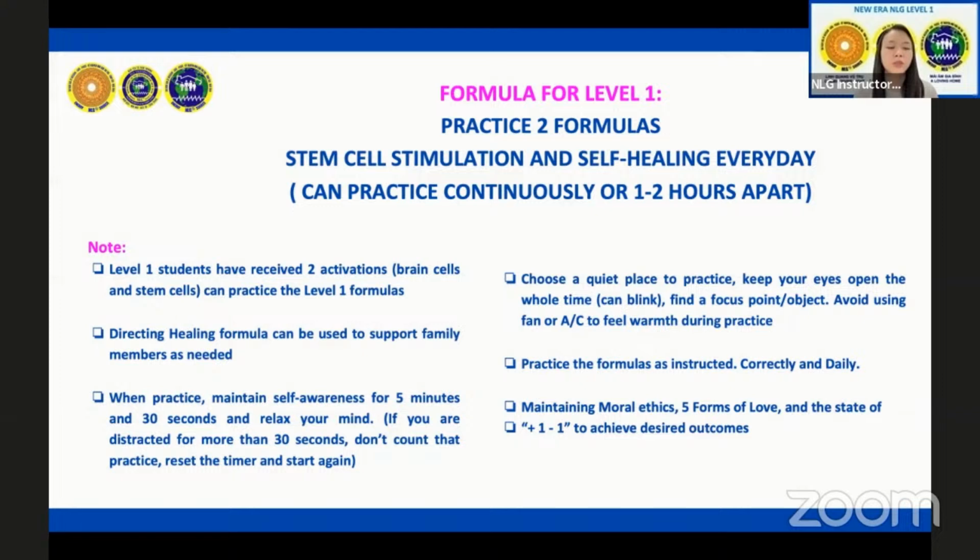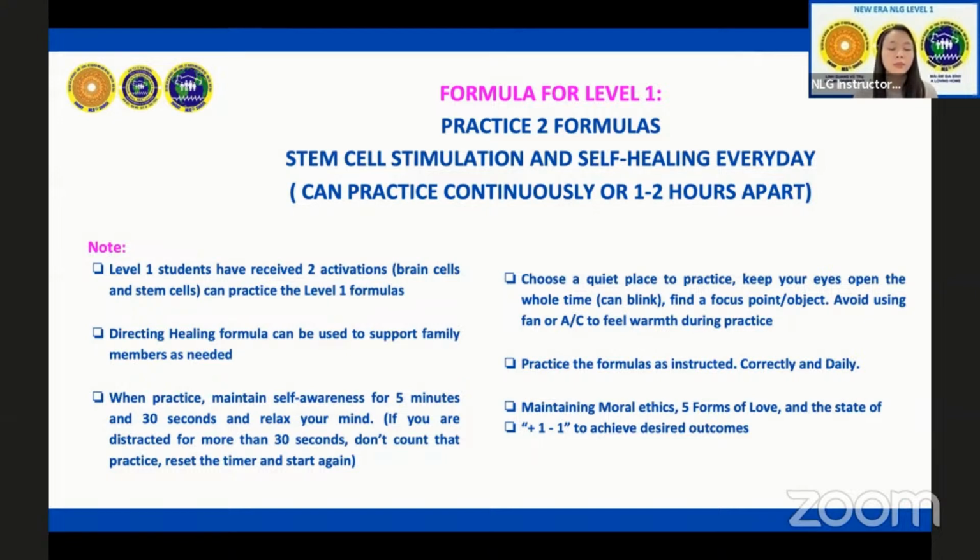Direct healing formula can be used to support family members as needed. And it's actually really, really good, particularly if you have children as well, to just support them. Giving them a little bit of support every day is really good. It's not just for their health, but it's also for their wisdom energy as well, for their intelligence.